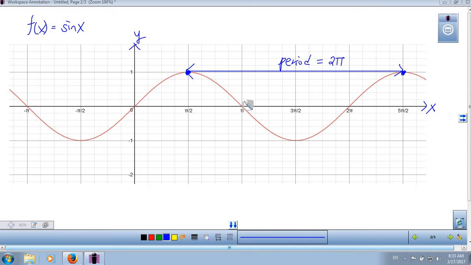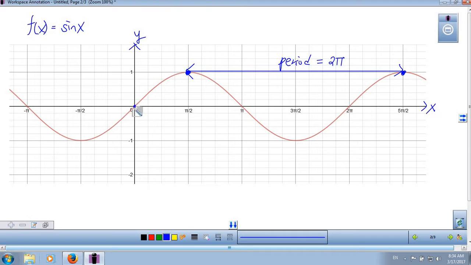Each division here is half a pi. So two halves make 1 pi, then 1 and 1 half, and then 2. So this is 4 halves, and 4 halves is 2 pi. So for the period of any graph, you can always go from peak to peak or trough to trough.